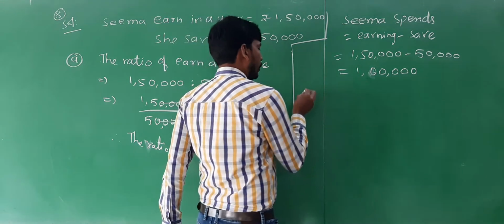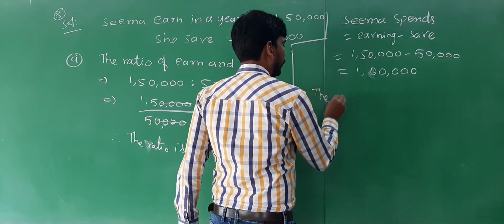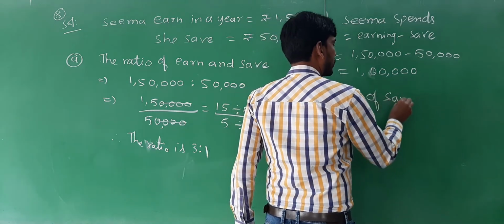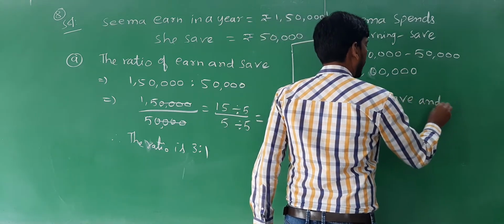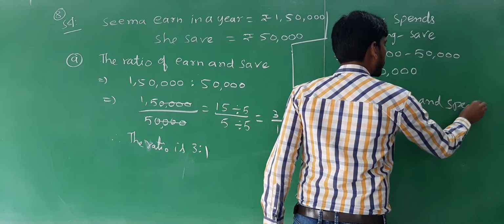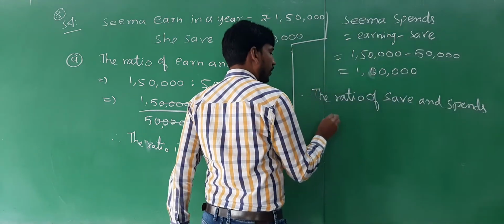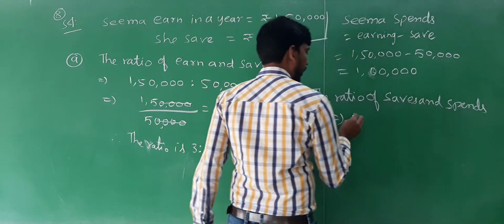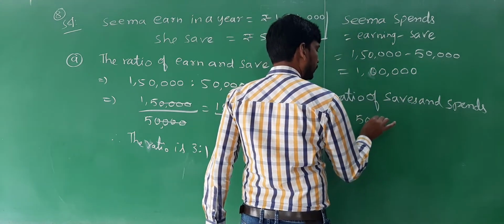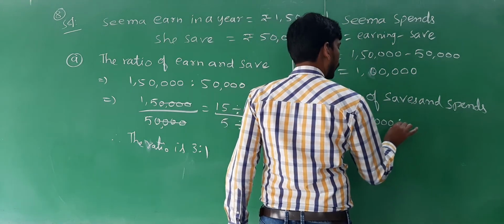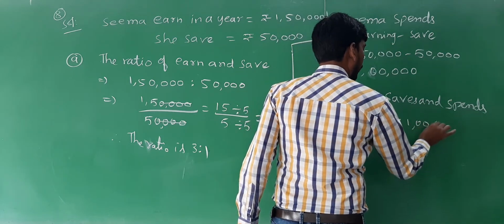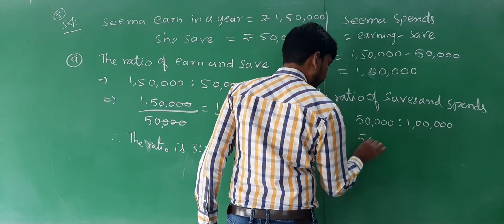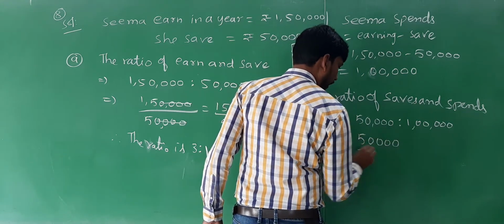Now therefore the ratio of save and spend, savings is nothing but saves, 50,000 is to 1 lakh. Right, children? So we need to write in terms of fraction form. We can do the calculation very easily.